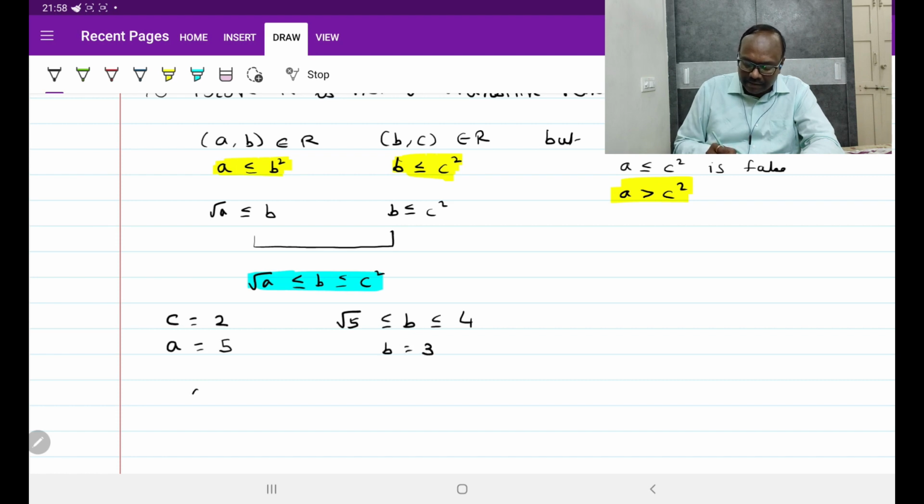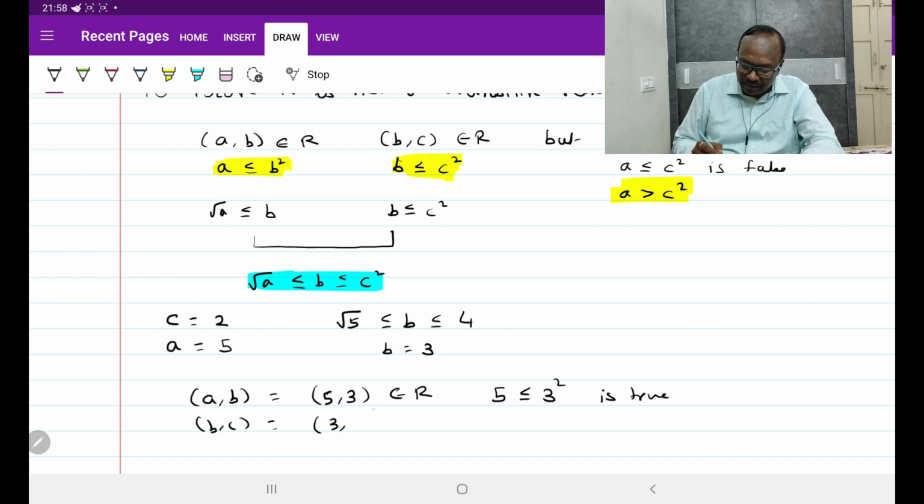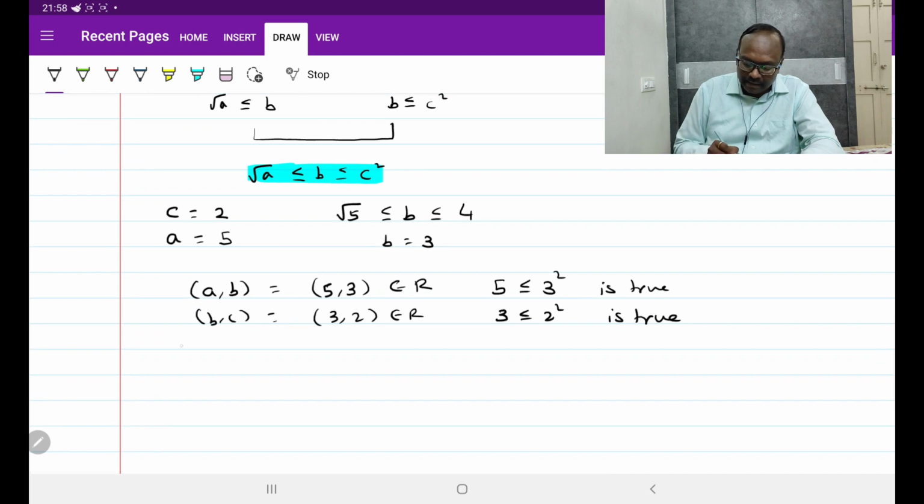So let us try to find out this. A comma B, that is 5 comma 3, belongs to R, as 5 less than or equal to 3 square is true. And similarly B comma C, that is 3 comma 2, belongs to R, as 3 less than or equal to 2 square is true. And what about A comma C? But A comma C, that is 5 comma 2, does not belong to R, as 5 less than or equal to 2 square is false.